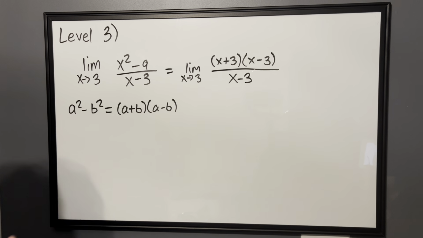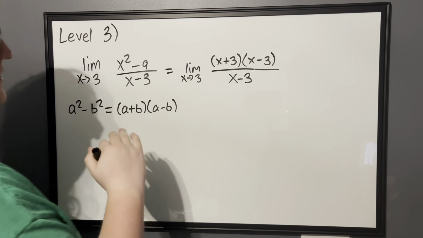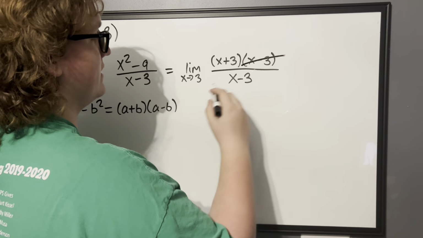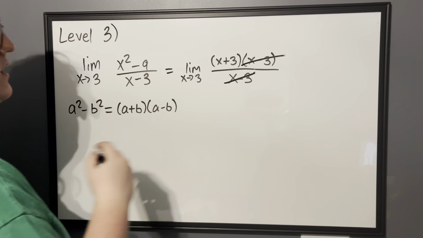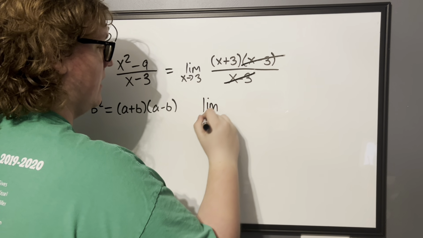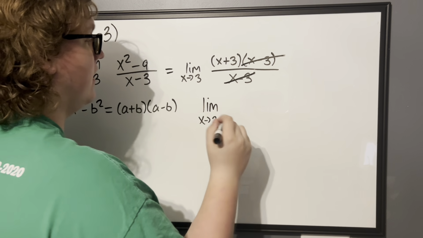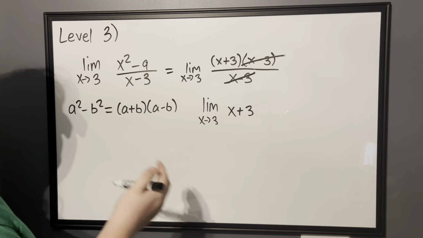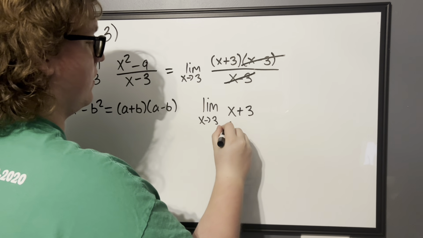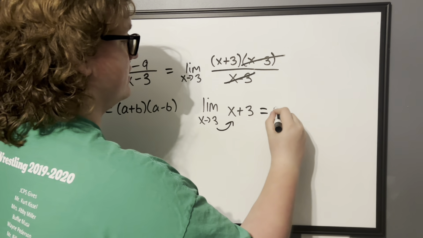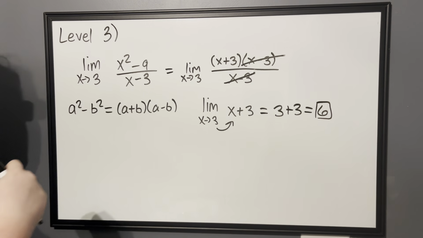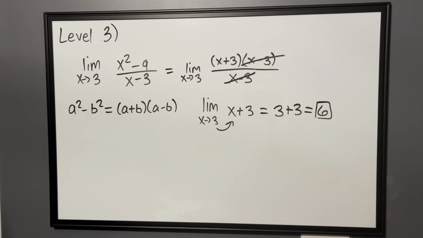Now, you could probably see what we're going to do. The nice thing about factoring this is that now we can cancel out this x minus 3 with this x minus 3. So then we're just left with the limit as x goes to 3 of x plus 3. And again, just like the first one, this is a linear function, so we can just plug this right in, and we'll get 3 plus 3, and of course that is equal to 6. And that will be our answer for level 3. So let's go ahead and move on to level 4.